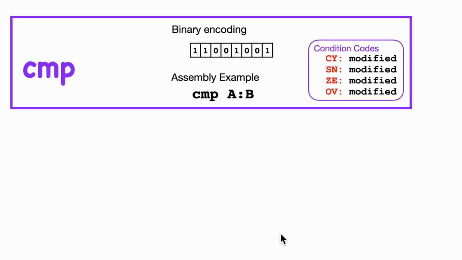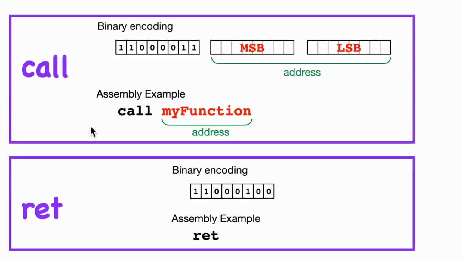But we've also got the compare instruction, which makes use of the arithmetic logic unit. It's expressed like this in assembly language, and what it does is it performs the A minus B computation without storing the result. It does, however, set the condition codes, so these can be tested in a subsequent conditional branch instruction. Here are the call and return instructions.